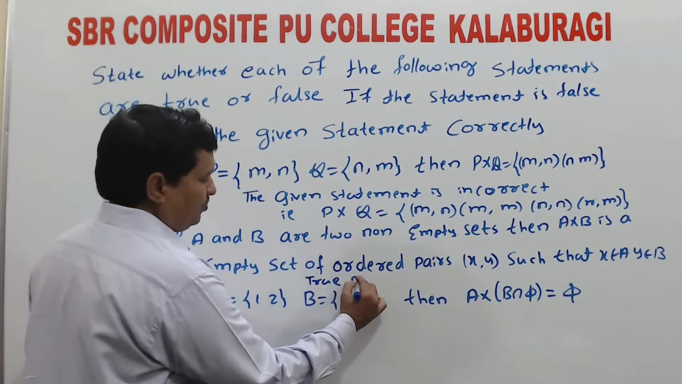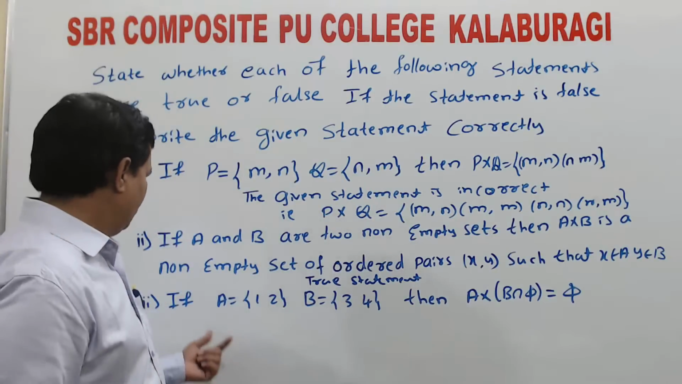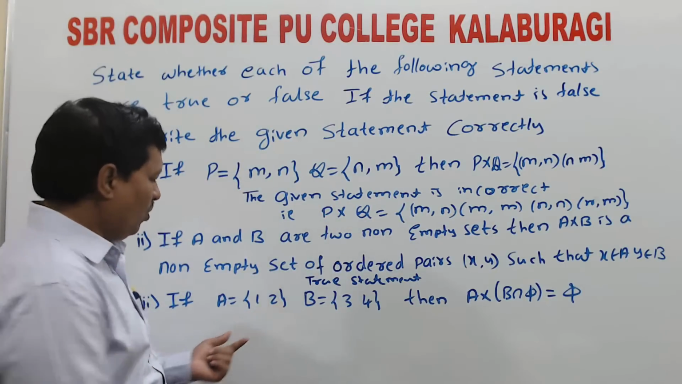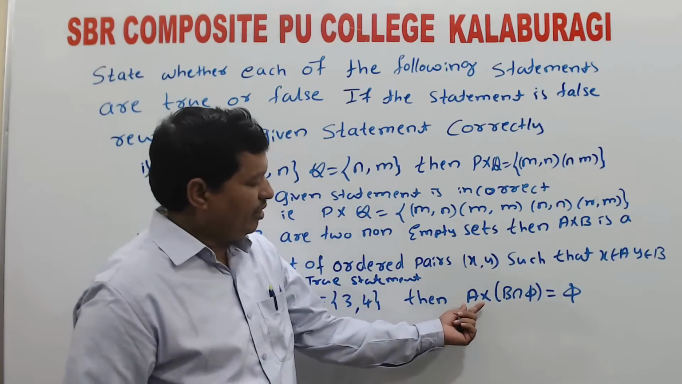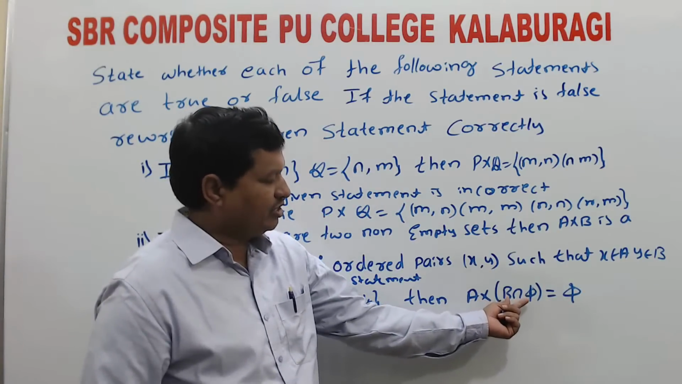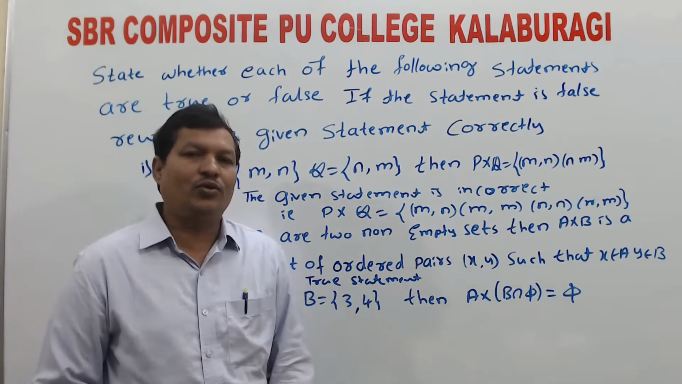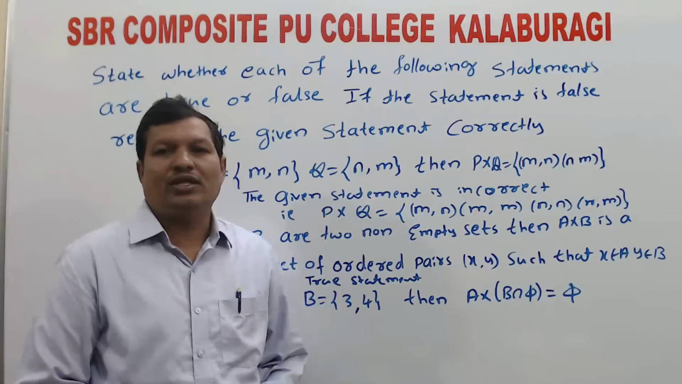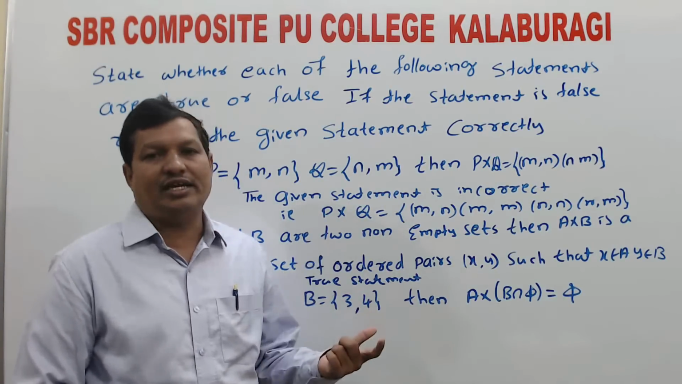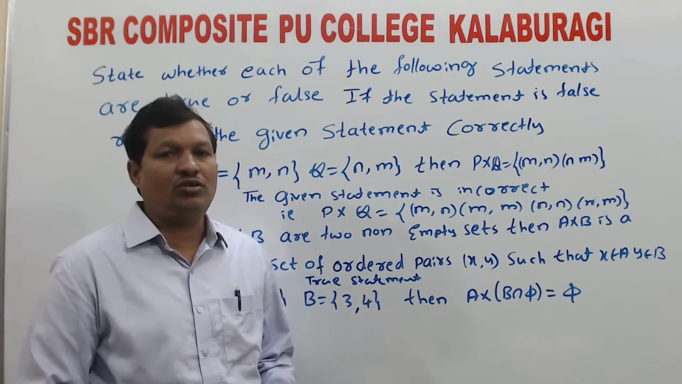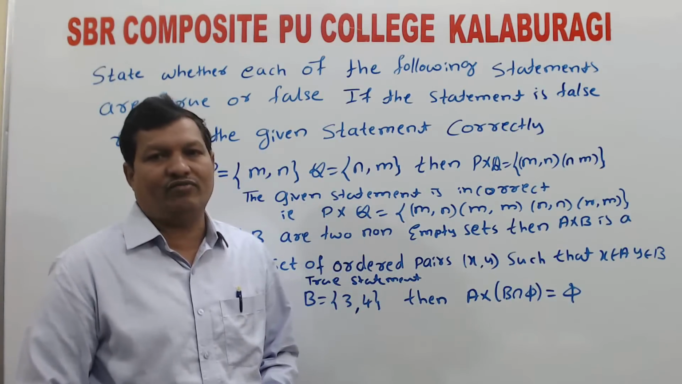So the second statement is correct. Third one: if A equal to {1, 2}, B equal to {3, 4}, then (A cross B) intersection phi is the empty set. Yesterday you learned that if n(A) equals p and n(B) equals q, the number of elements in A cross B is pq. If one of the sets is the empty set, then A cross B is also the empty set. If one of the sets is infinite, then the Cartesian product is also an infinite set.